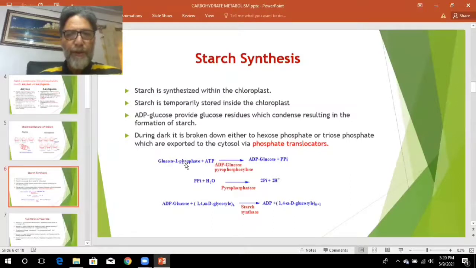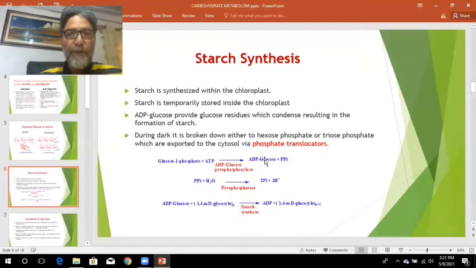We have glucose 1-phosphate, which is the outcome of the Calvin cycle. In the presence of ATP and a key enzyme, ADP glucose pyrophosphorylase, it results in the formation of ADP glucose units, and also the formation of pyrophosphate. And what will happen to the pyrophosphate? That's a separate story. Pyrophosphate, in the presence of pyrophosphatase and water, will be changed back to 2 orthophosphates and 2 protons.